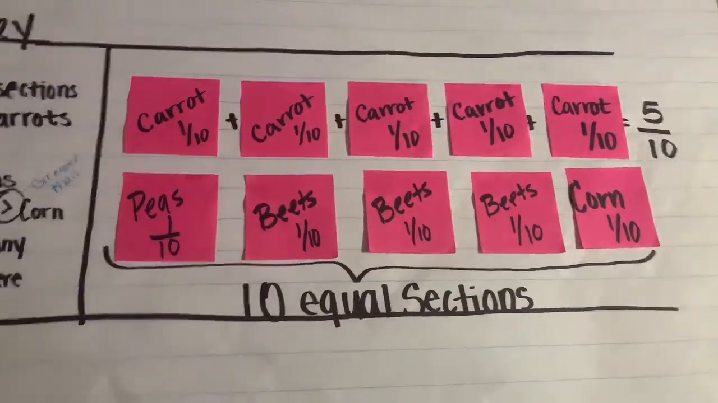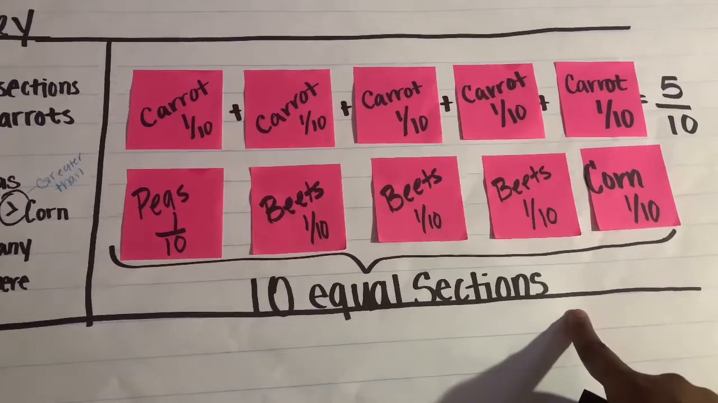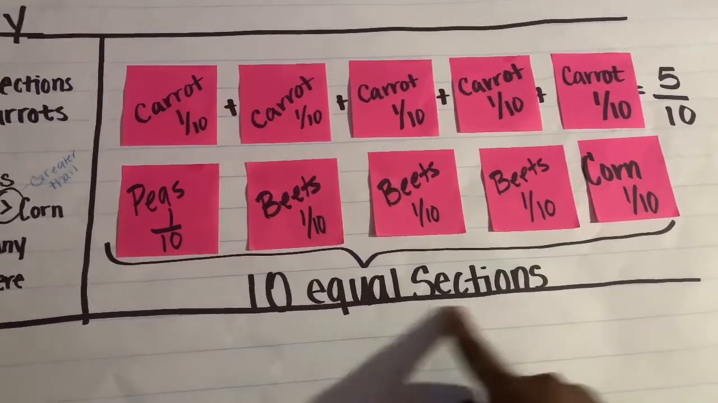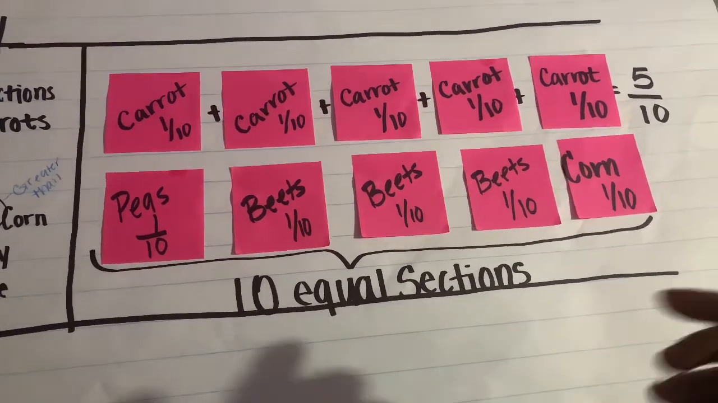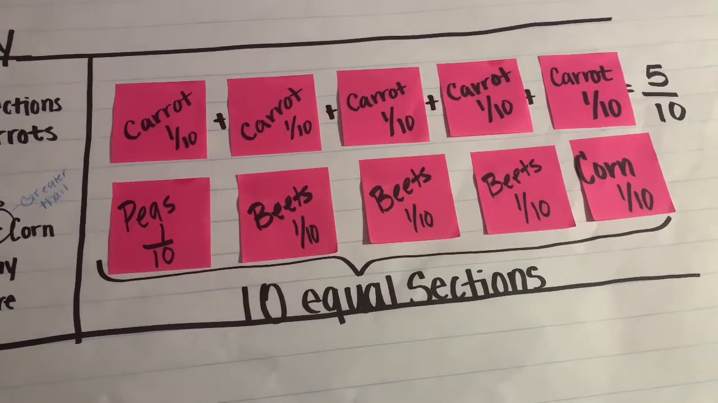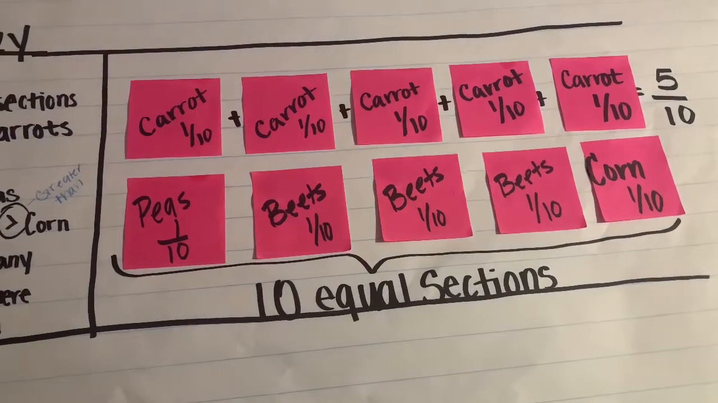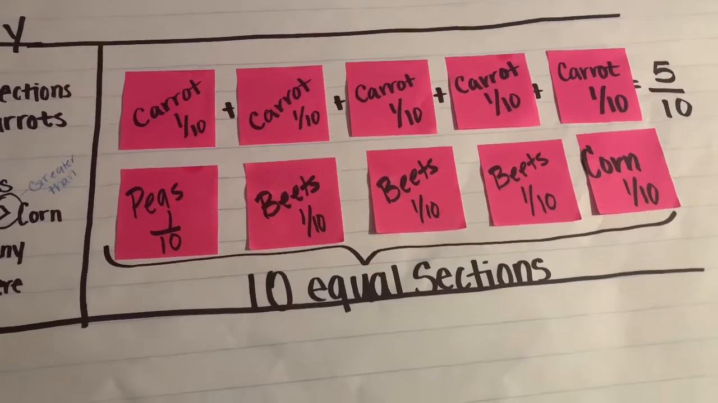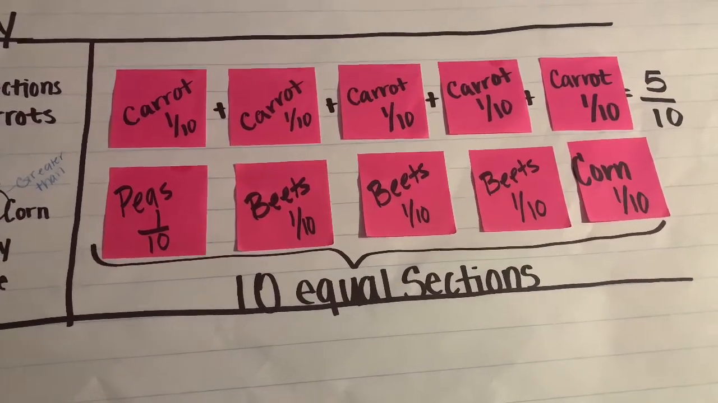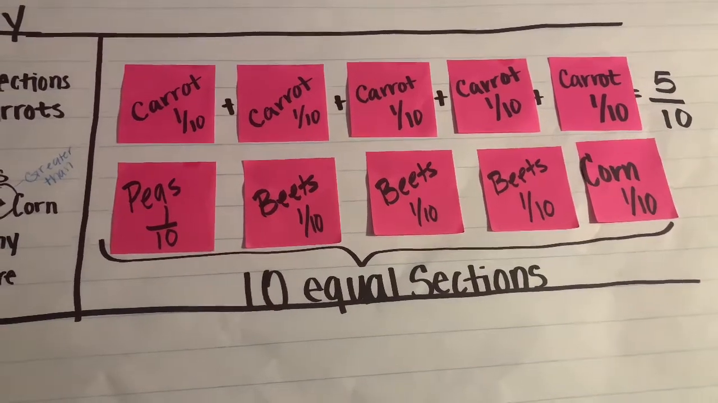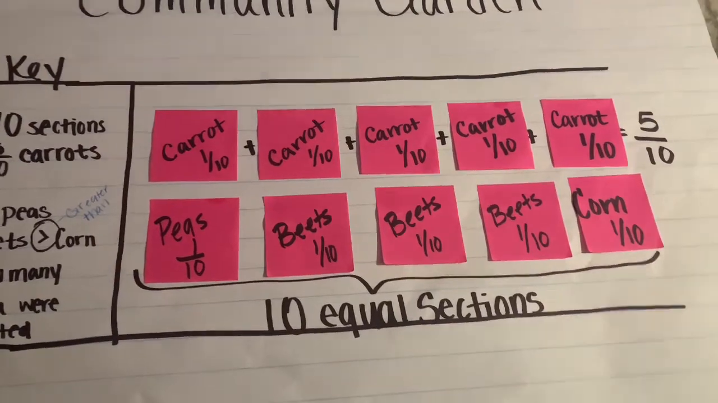If you can explain to me why the number of beets would be 3 tenths rather than 2 tenths or any other fraction, please respond in Dojo or in a text message to me. Send me your answer. Why would there be 3 sections of beets rather than 2 sections or 1 section of beets? Use your information from your key box and from the story problem to help you.